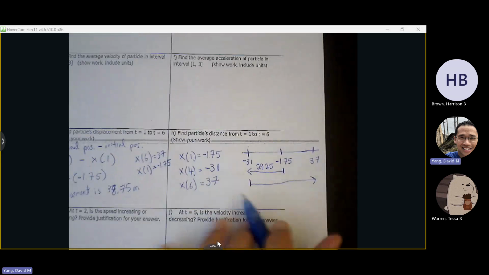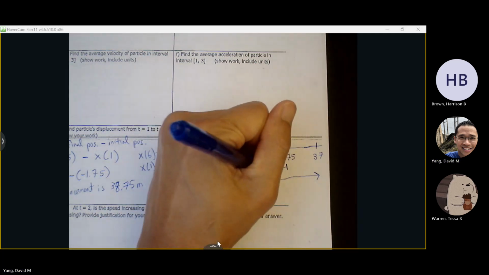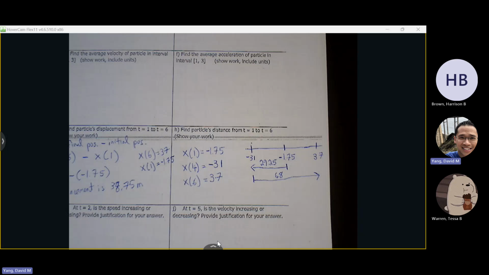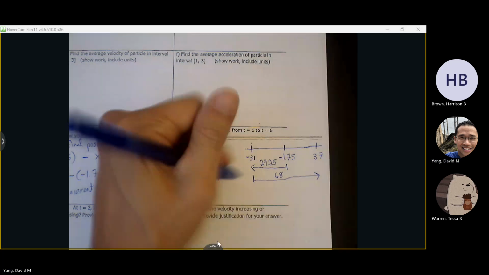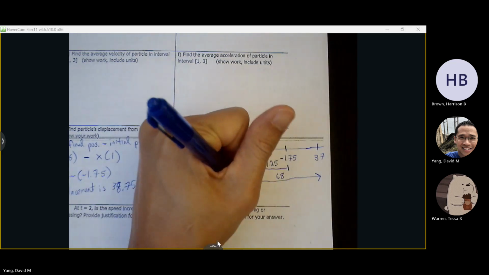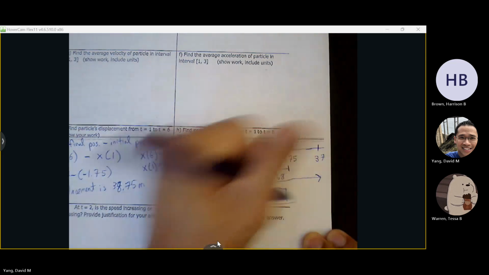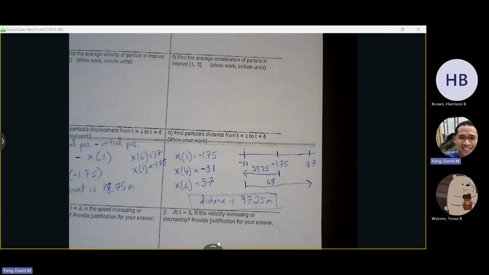Then you turn around and walk from negative 31 all the way to 37. So you go from negative 31 to 0 and then from 0 to 37. Counting those steps, you should get 68. So you took 29.25 steps to the left, and then 68 steps to the right. How many steps have you taken in total? You just add those numbers together. All right, does that make sense?